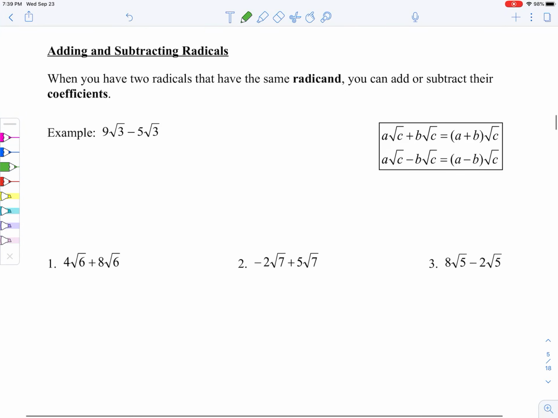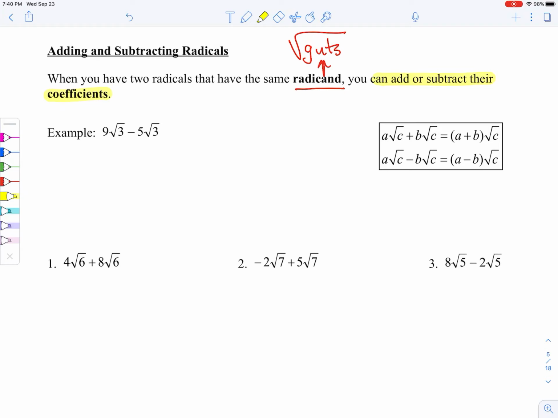All right, the next part of 3.1 is about adding and subtracting radicals. When you have two radicals that have the same radicand, that means the same guts, right? Remember, radicand means guts. The radicand is these guys under the square root. If they've got matching guts, then we can add or subtract their coefficients.